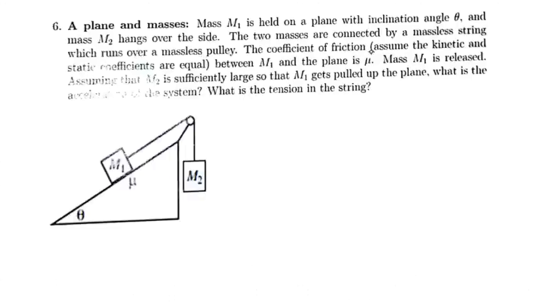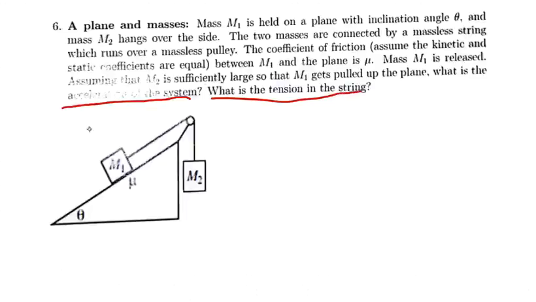The coefficient of friction, and we should assume the kinetic and static friction between m1 and the plane are equal, is mu. Mass m1 is released. Assume that m2 is sufficiently large so that m1 gets pulled up the plane. What is the acceleration of the system, and what is the tension in the string? So we're asked two questions: the acceleration and the tension.